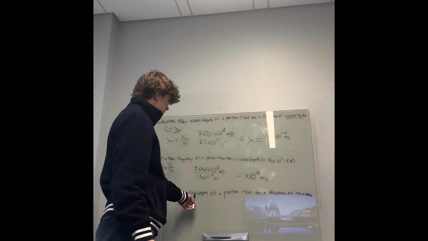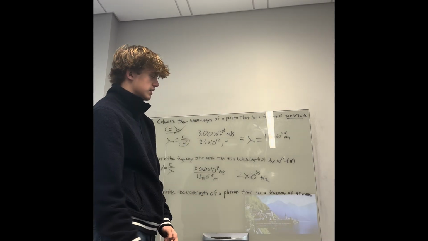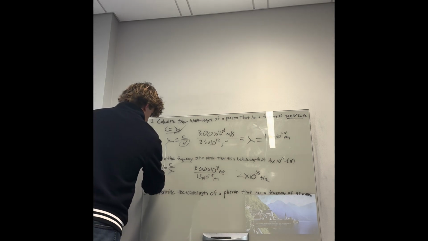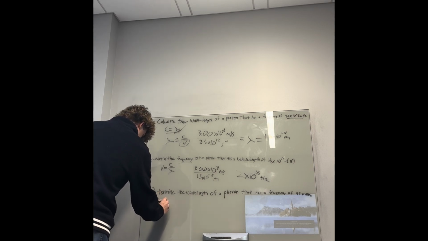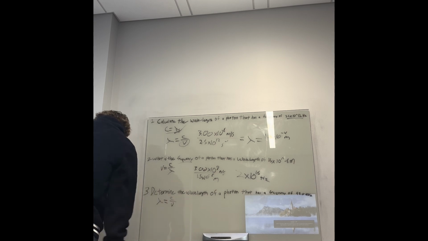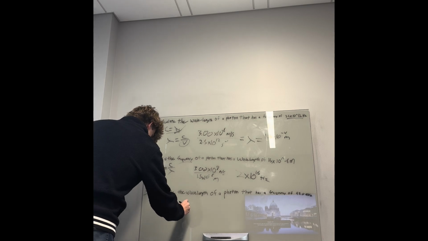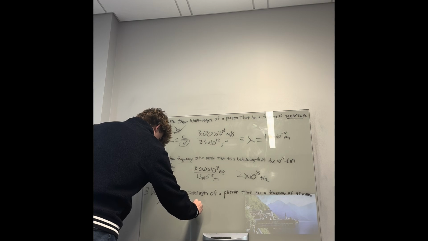Determine the wavelength of a photon that has a frequency of 95 megahertz. So first thing you do, same thing up here. Wavelength is equal to C over V. But megahertz is equal to 1,000,000 hertz. So what you want to do is 95 MHz over 1 times 10 to the 6 Hz over megahertz.